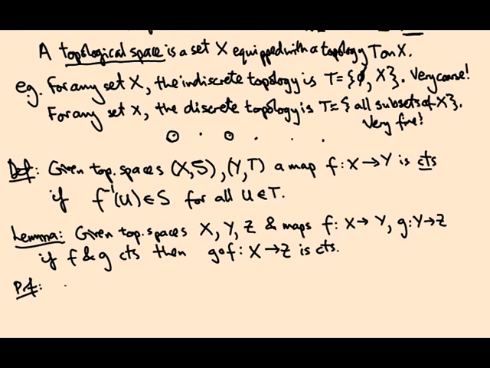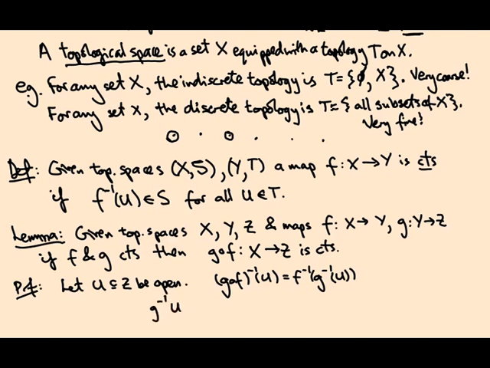Well, I need to take an open set in Z and take its pre-image under G compose F. Okay, so if I take its pre-image under G compose F, I first take its pre-image under G, and then I take the pre-image of that under F. And G inverse of U is open, because U is an open set in Z and G is a continuous map. So G inverse of U is open as G is continuous.